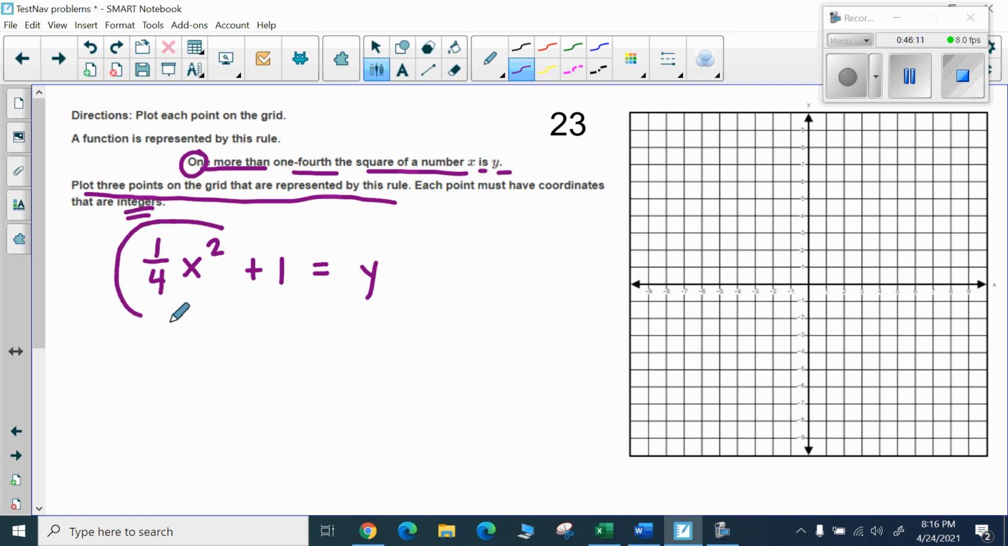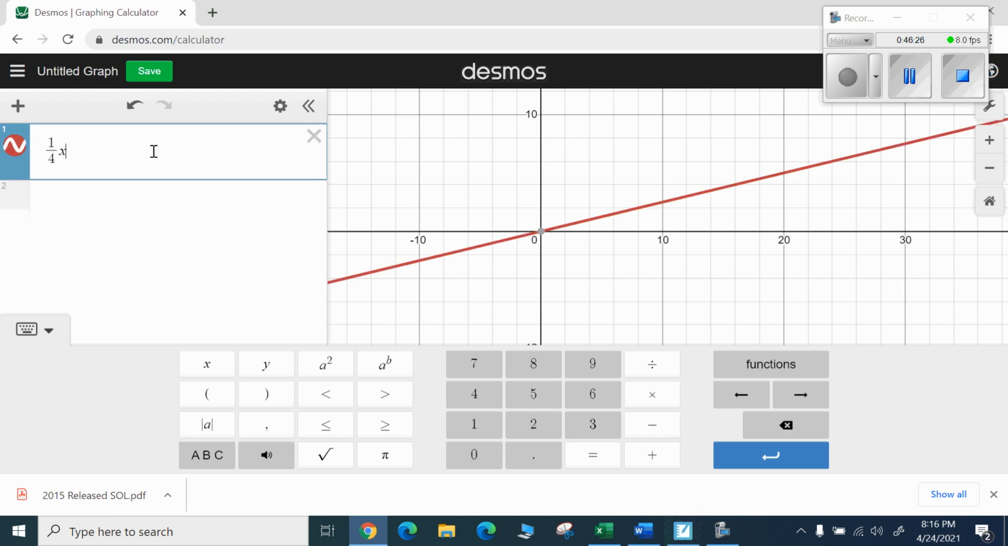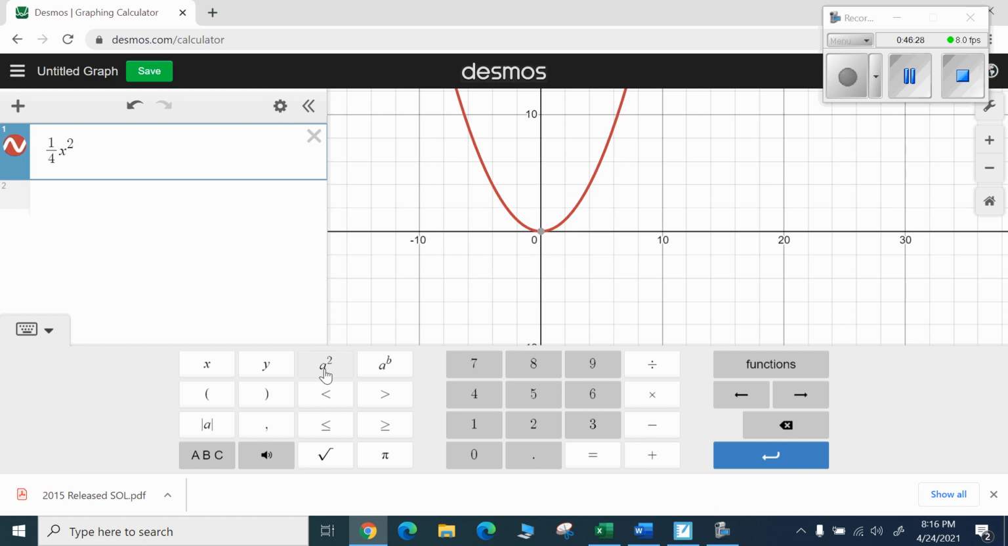What we're going to do is type this into Desmos, and then go up the line until we find 3 points that are integers that we can plot on this line. And I'll show you how to do that. 1/4 x squared. Let's get this typed in. 1/4 x squared, plus 1. Okay.